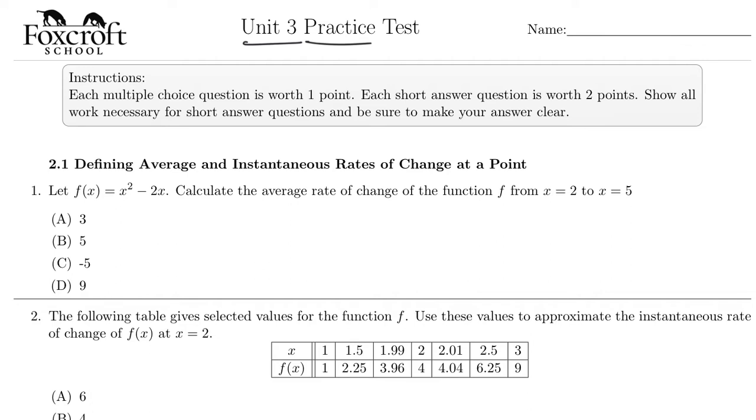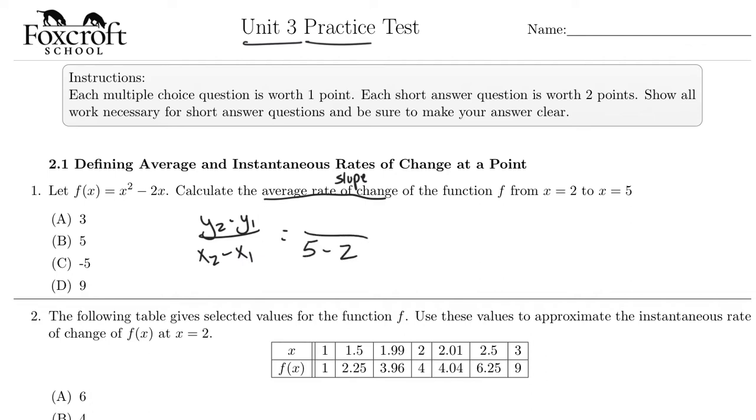All right, so the first learning objective is all about defining average and instantaneous rate of change. The first question is literally just telling you to find the average rate of change. Remember, all these rates of change are similar to slopes. So really you're just thinking about the slope formula. But we're doing it when x is 5 and 2.